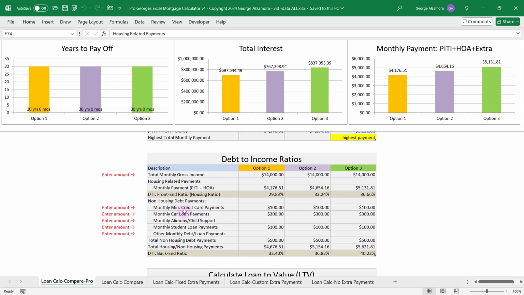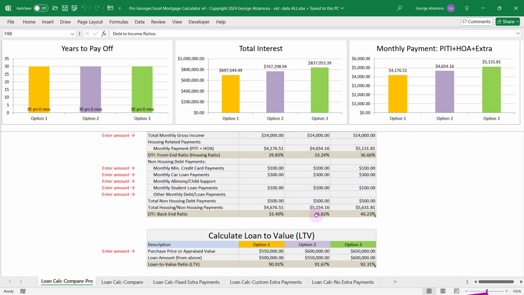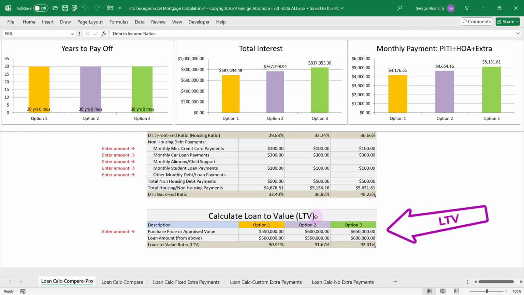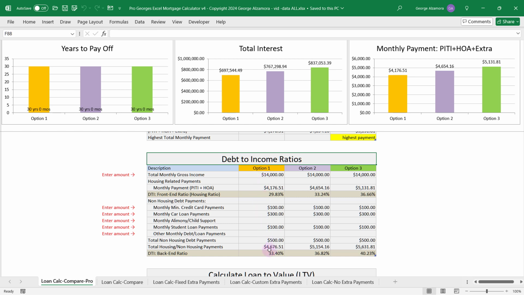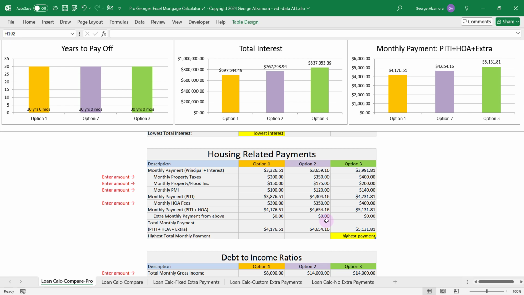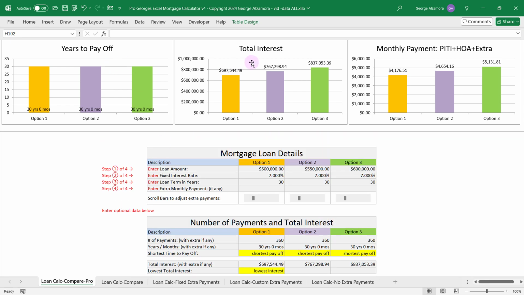And below that is where you can calculate your debt to income ratios. And below that, you can calculate your loan to value ratio. So for example, this particular ratio on option 1 right here is 33.4%. If I change my income from $14,000 to $8,000, you can see that that ratio now jumps all the way up to 58.46%. So you can change all of these numbers here to see the impact on the ratios and also the years to pay off, total interest, and monthly payment.